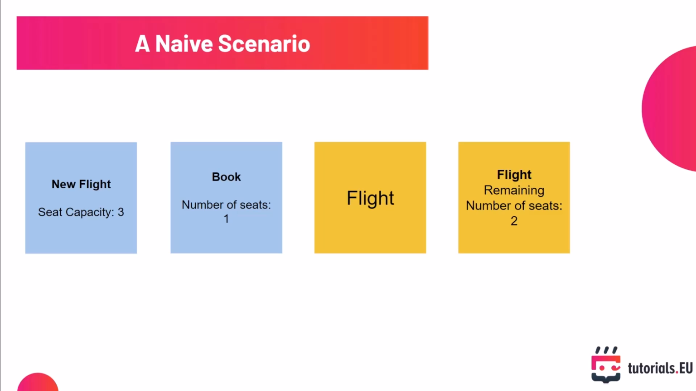Now let's bring those sticky posts that we have right here into our application using TDD. So first of all, we will create a new flight with a seat capacity of 3. Then we will book a flight and finally the result will be that the original flight will only have 2 seats remaining, right? Because we started with 3, we booked 1, so we will have 2 left. So just keep those 3 steps in mind right now.